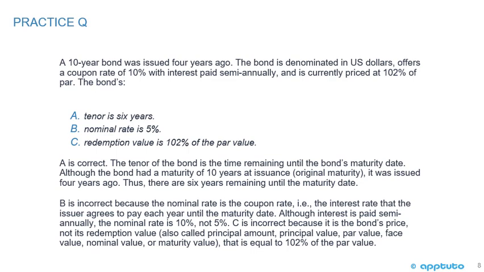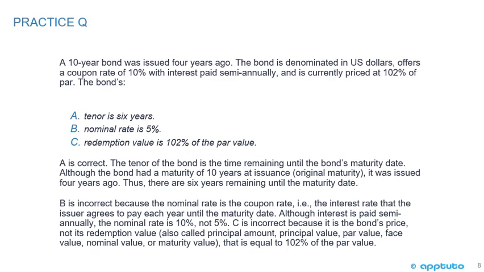B is incorrect because the nominal rate is the coupon rate, i.e. the interest rate that the issuer agrees to pay each year until the maturity date. Although interest is paid semi-annually, the nominal rate is 10%, not 5%. That's important to understand. C is incorrect because it is the bond's price, not its redemption value, also called principal amount, principal value, par value, face value, nominal value, or maturity value. This is one of the issues with finance and the English language, and bonds in particular: we have many different terms that can mean the same thing.